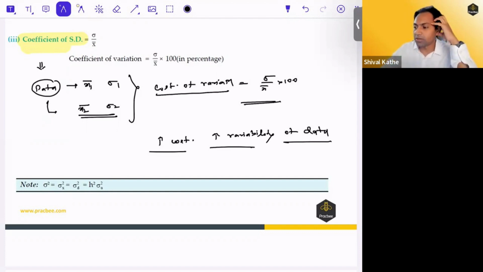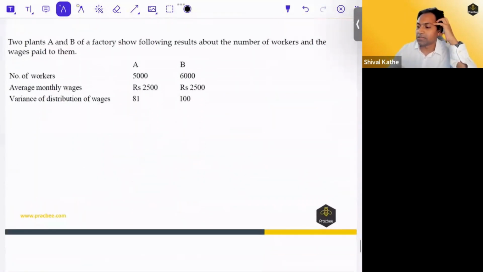Let us ask a question on this. Like this data is given. Two plants A and B of a factory show the following result about the number of workers and the wages paid to them. They are giving it like this. What they are asking is which factory has more variability in terms of wages being paid.